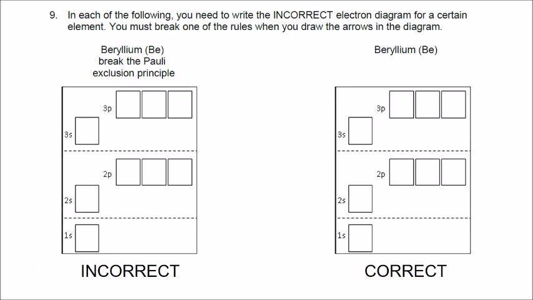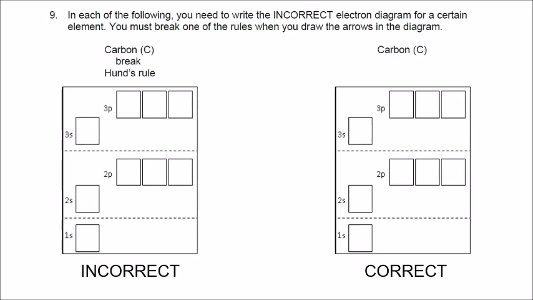All right, now we have beryllium, which has 4 electrons. The normal electron configuration is 1s2, 2s2. If we're going to break the Pauli exclusion principle, instead of these arrows having opposite spins, they might look like this. And then finally, if we're going to break Hund's rule, here's what carbon should look like with its 6 electrons, 1s2, 2s2, 2p2. We have the last 2 arrows in separate boxes on the 2p sublevel. So breaking Hund's rule would look like that.